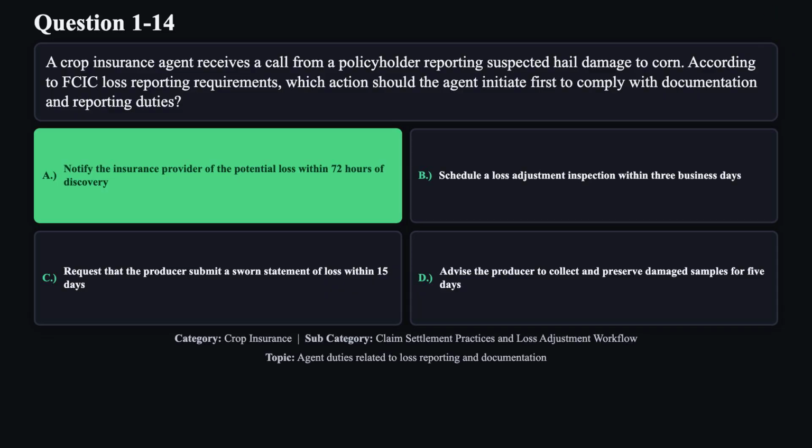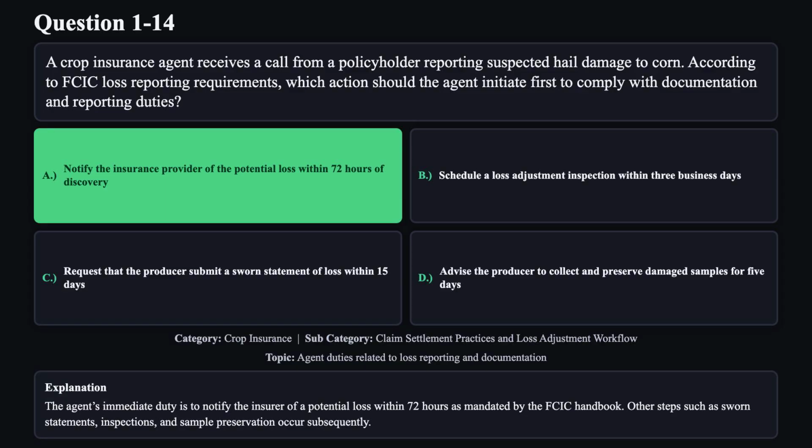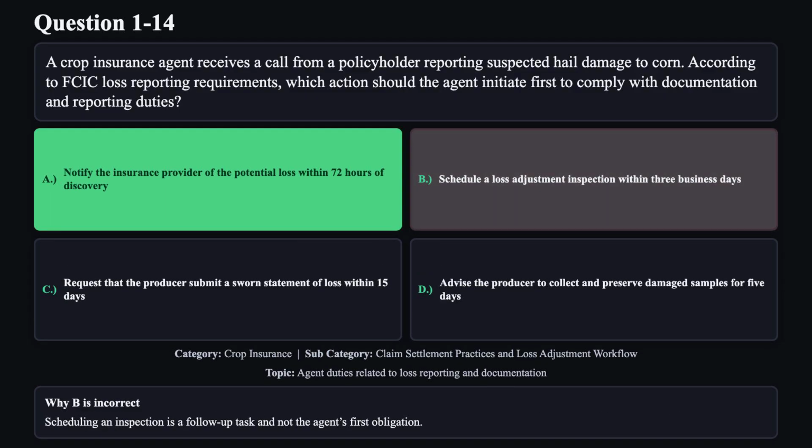The correct answer is A. The agent's immediate duty is to notify the insurer of a potential loss within 72 hours, as mandated by the FCIC handbook. Other steps such as sworn statements, inspections, and sample preservation occur subsequently. Reason B is not correct. Scheduling an inspection is a follow-up task and not the agent's first obligation.